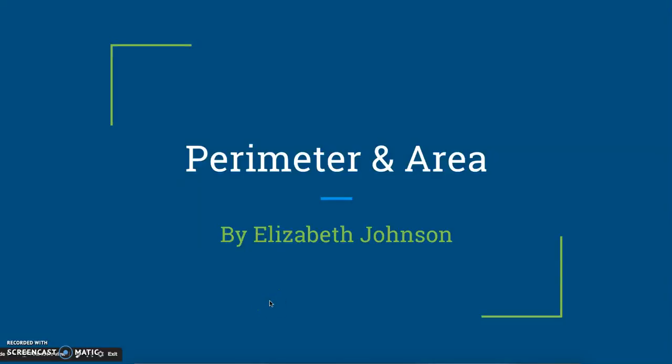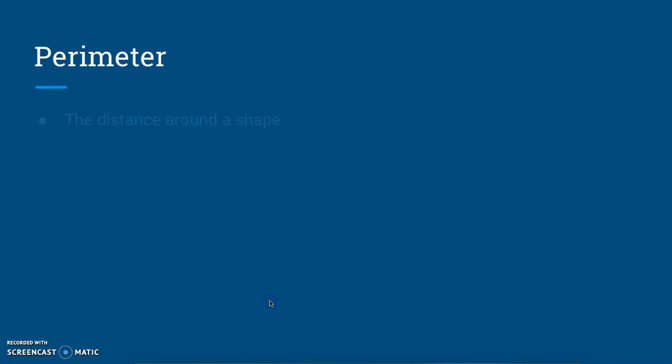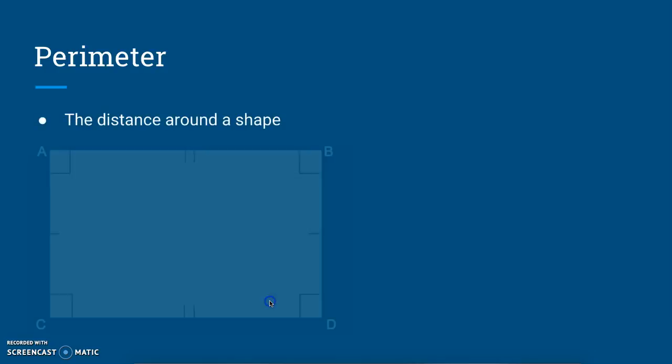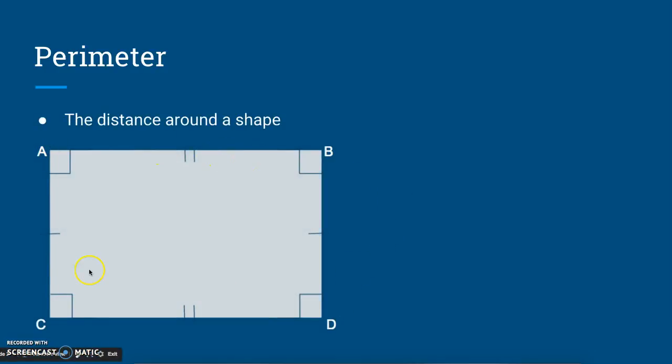In this lesson, we will be learning about perimeter and area. Perimeter is the measure of the distance around a shape. So if I wanted to build a fence around this rectangle, I would need to know the distance or perimeter in order to know how long to build my fence.